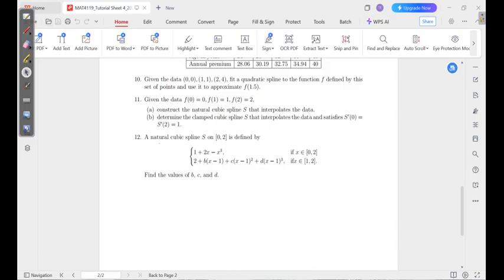Okay, so question 11b says determine the clamped cubic spline S that interpolates the data and satisfies S prime of 0 is equal to 1, as well as S prime of 2 is equal to 1. So how do we go about this one?